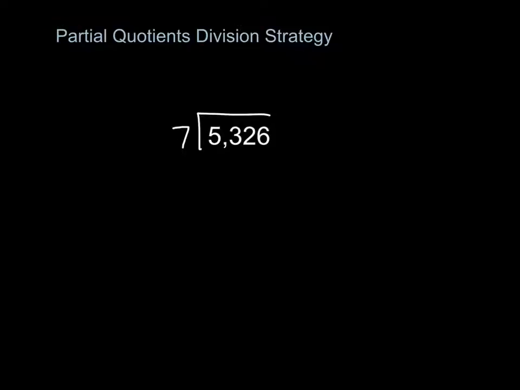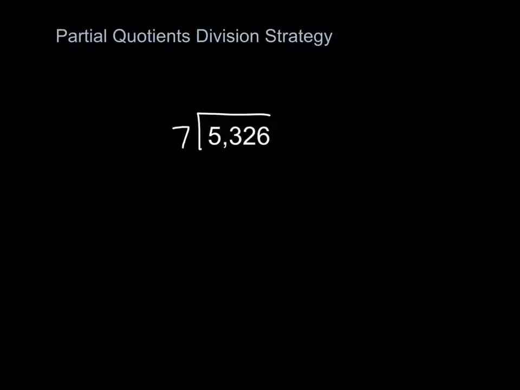So if you look at my problem, I read it as 5,326 divided by 7. So you read the number in the house, in the little lines there, first, and then you divide it by the number outside of the house. The number inside is called the dividend, and the number outside the house, that's 7, is called the divisor.